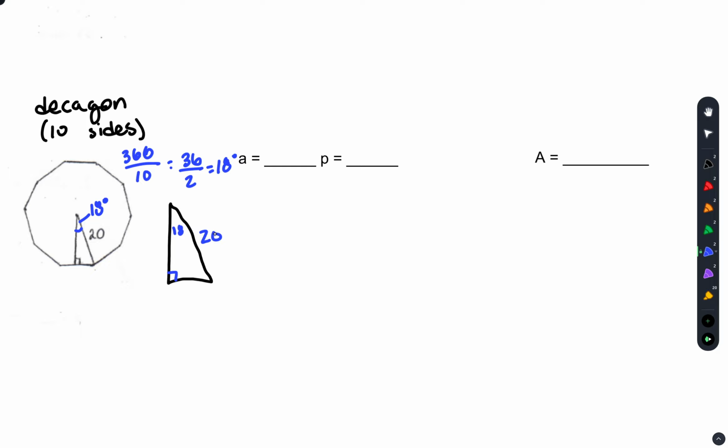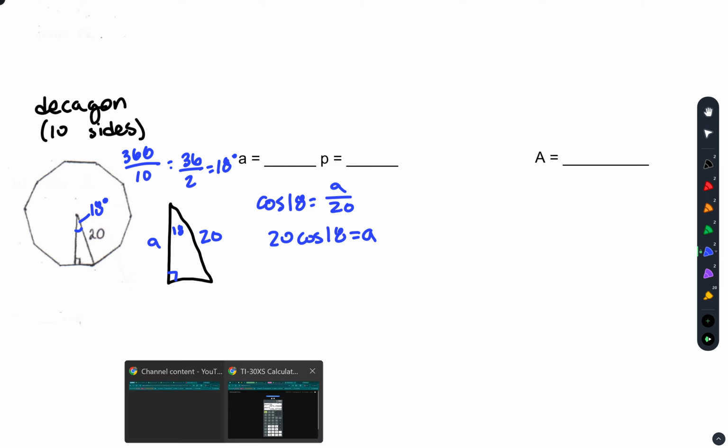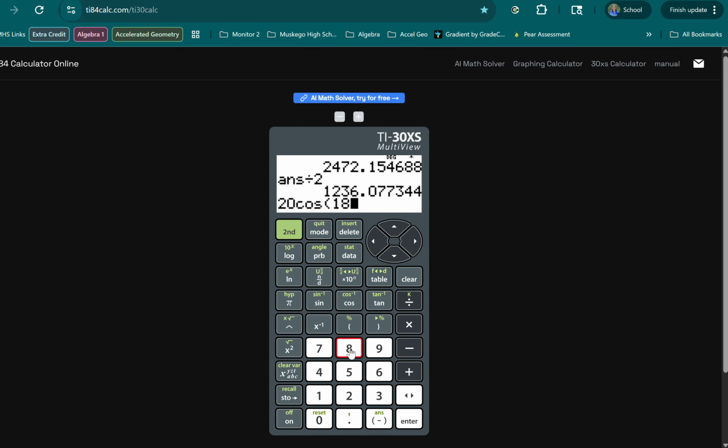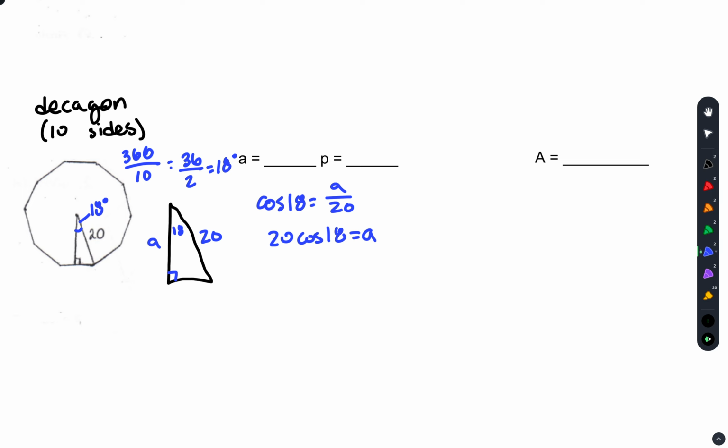I need the apothem, and I need the perimeter. So let's start with the apothem because I like finding the apothem. I'm going to do hypotenuse and adjacent, so that's cosine. Cosine 18 equals adjacent over hypotenuse. Remember, if we are rounding anything in this problem, it's going to be this apothem. This apothem, I'm going to round to 19. This is the only time I'm going to round until the very end of the problem.